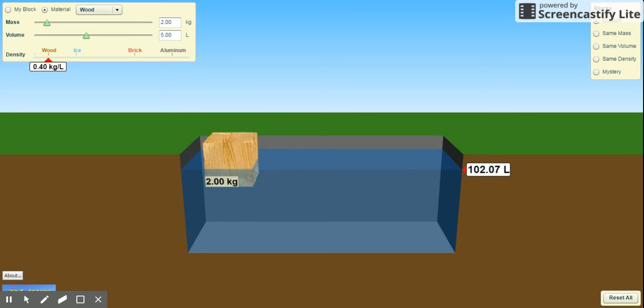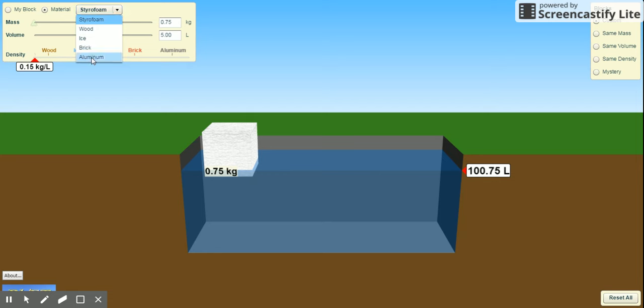And it pops you to this website. So up here, I want you to explore a couple things. One, in this little table, you can adjust a couple things. You can manipulate your own block. You can use the material that they have, for example, styrofoam, all the way down to aluminum.